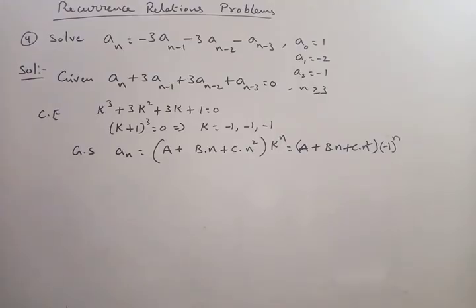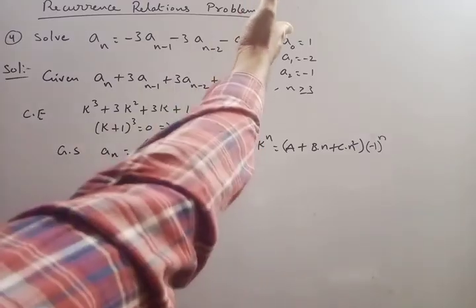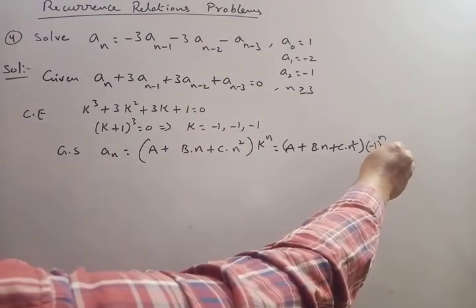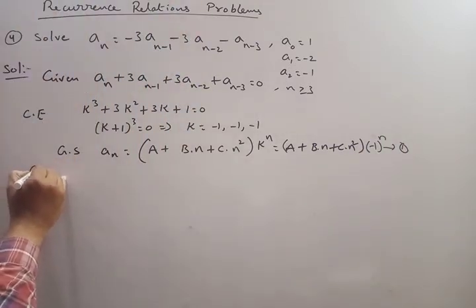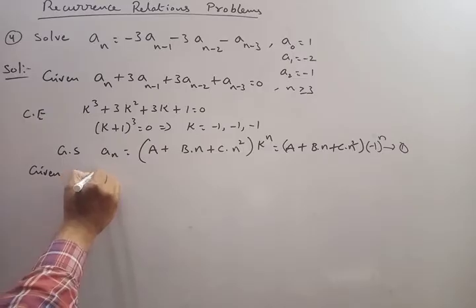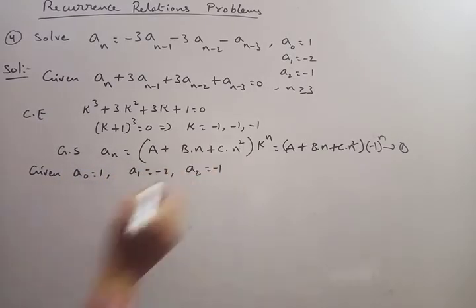But he will give you initial conditions, correct? Without initial conditions, the problem is a very small one. So he gave initial conditions here. Mark this as equation number 1. The conditions he gave are a0 is equal to 1, a1 is equal to minus 2, a2 is equal to minus 1.